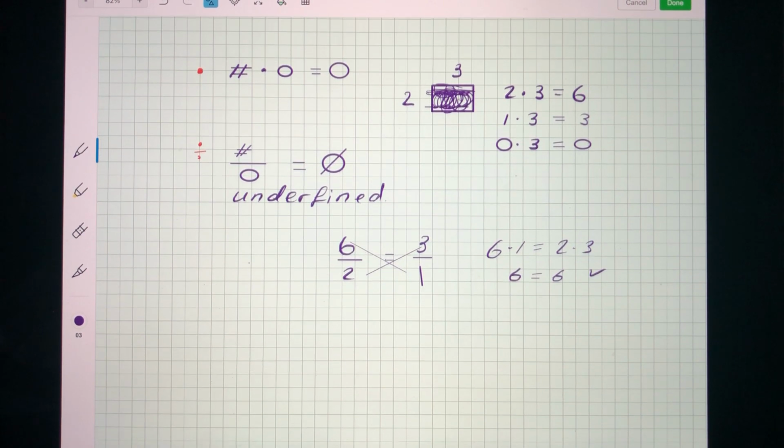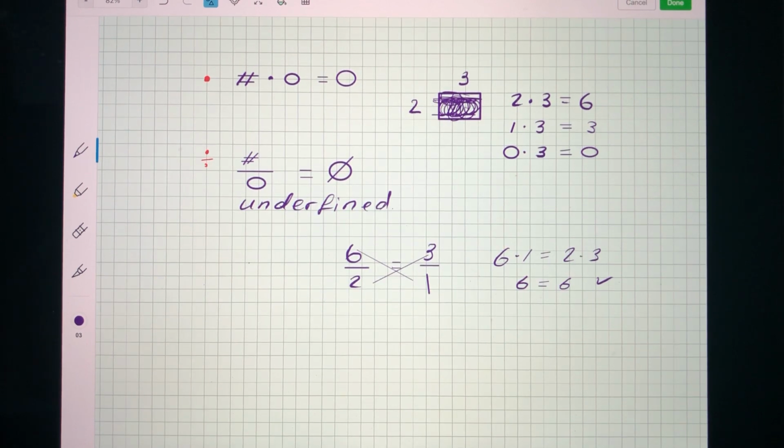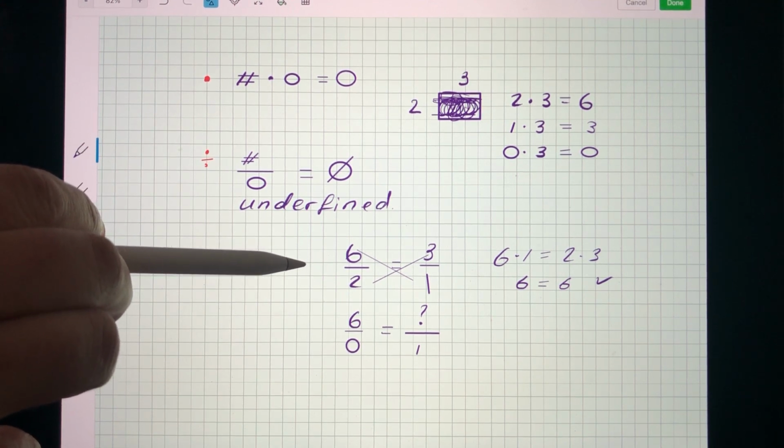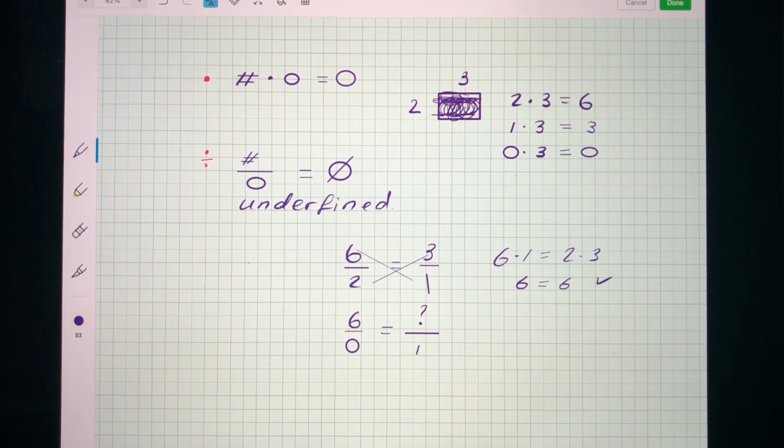Now let's try the same with 0. 6 divided by 0, let's suppose it's actually possible. So we get an answer. What kind of answer would that be? Well, it still has to be true if we cross multiply. So what does it mean? That means 6 times 1 should be equal to 0 times the question mark. In other words, 6 is 0 times some number.